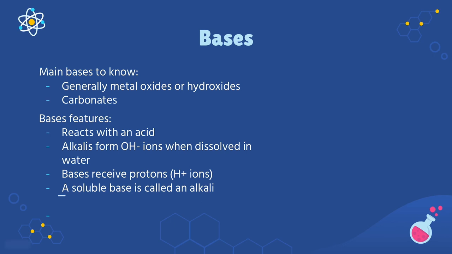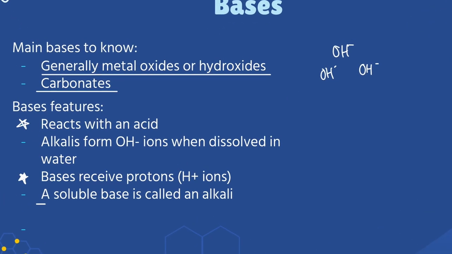Bases. So the main bases and the facts that we have to know are that generally metal oxides and hydroxides are bases, and that carbonates are also bases. What are the different features of bases? Firstly, they react with an acid, and they form OH- ions when they're dissolved in water. Bases are proton receivers, so it's starting to make more sense now. Bases receive protons while acids donate protons.